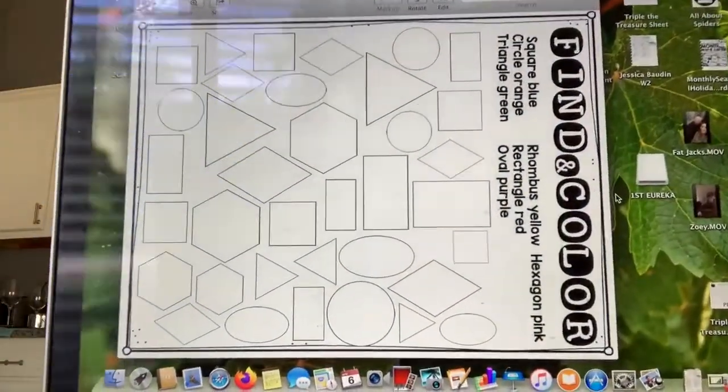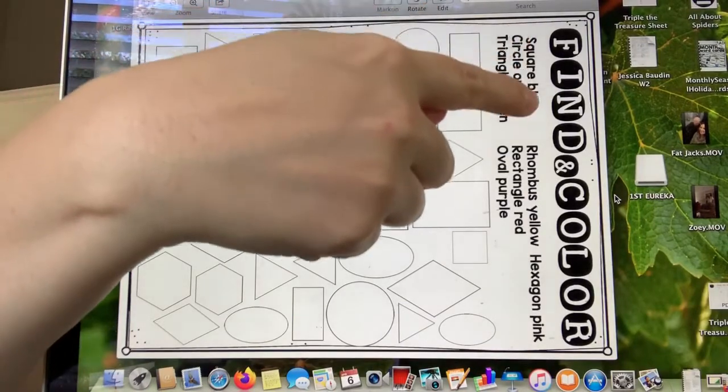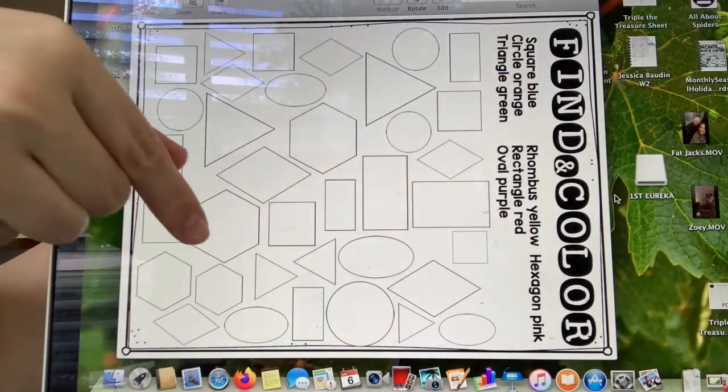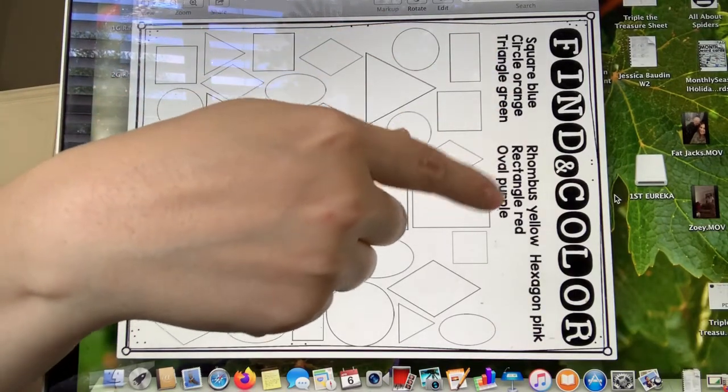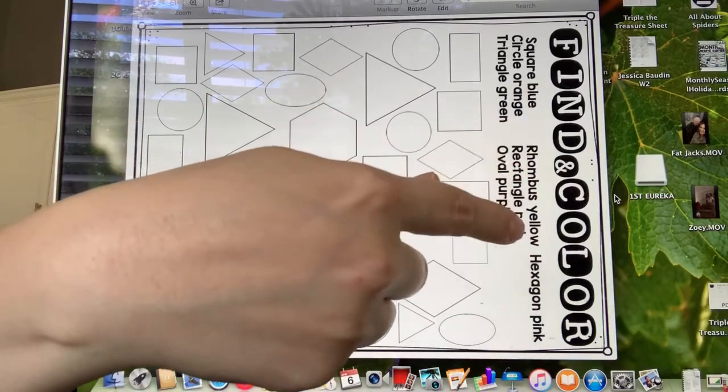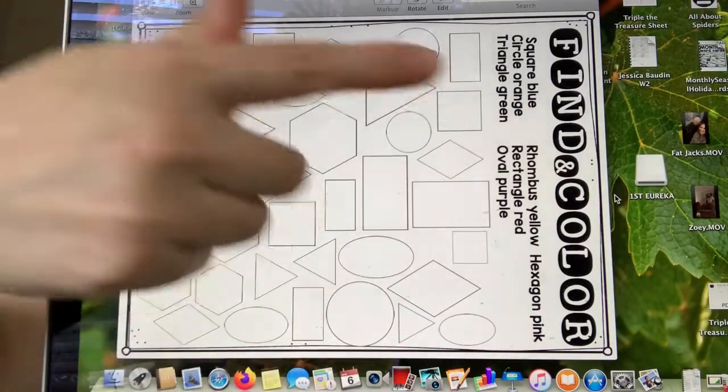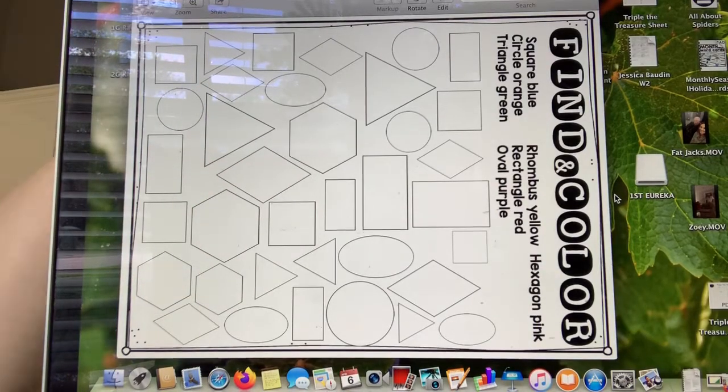And there's shapes that Miss Bowden just reviewed with you. That's our first review. Our next review is going to be a find and color. So it tells you at the top that all squares need to be blue. So find your squares and color them blue. Circles, orange, triangles, green, ovals, purple, rectangles, red, rhombus, yellow, hexagon, pink. So find your shapes and color them the specific color they ask you to. And you can always refer back to that video that Miss Bowden had sent to help you guys out with those shapes.